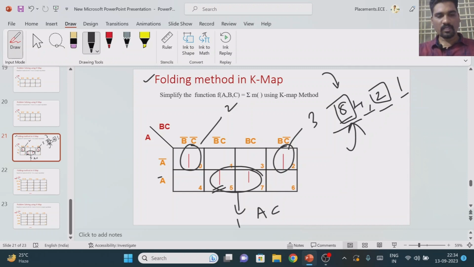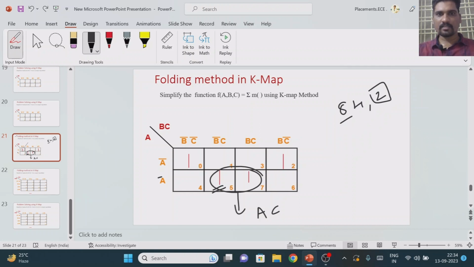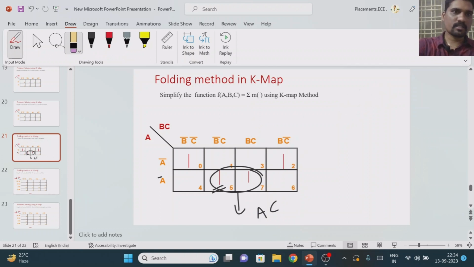Before learning the folding method, we have cell adjacency. Cell adjacency means the cells should differ by only one bit, only one bit number. If you see this, what is the adjacent cell for this one? This is the adjacent cell, this is the adjacent cell. I'll give you some time, try to find out if there is any adjacent cell other than these. What is your answer, 2 adjacent cells or 3 adjacent cells? For cell 0 we have 3 adjacent cells.